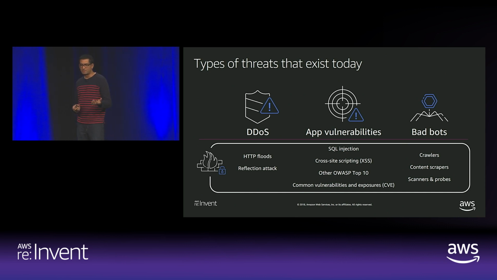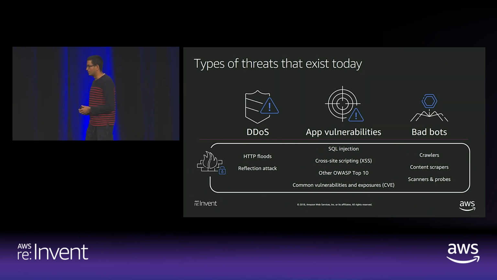And a couple of examples there are HTTP floods. So these are sophisticated layer 7 attacks that can target your application with legitimate traffic and with the intention of overwhelming the application infrastructure so that your real users are unable to access the application.